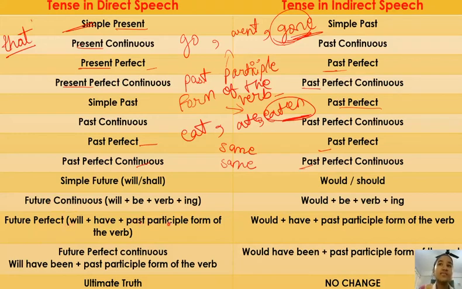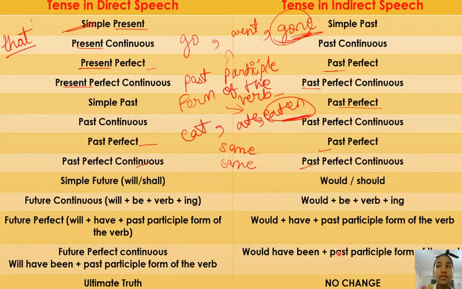So future perfect: will plus have plus past participle form of the verb becomes would plus have plus past participle form of the verb. You can see that the structure remains the same. Just the change that takes place is that will and shall change to would and should. Future perfect continuous: will have been plus past participle form of the verb. Like he said, I will have been to school tomorrow. He said that he would have been to school.